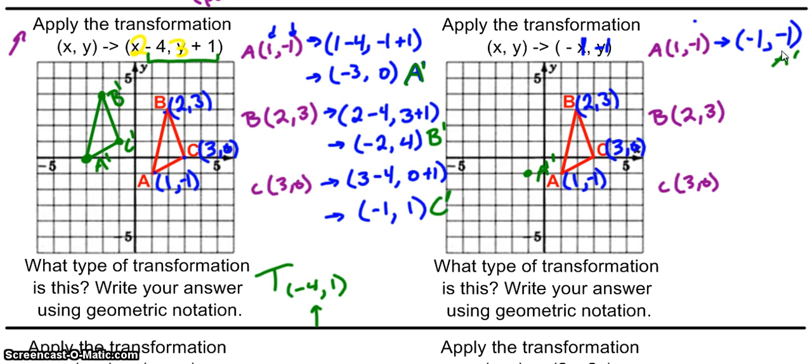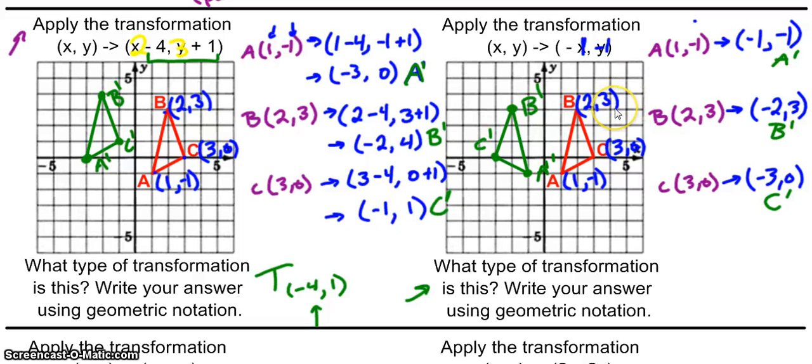Again, that's A prime. Go ahead, pause the video here, and see if you can find the transformations for B and C, plot those points in the graph, connect to see your image, and then try to answer this last question. What kind of transformation is this? Write your answer using geometric notation. The answers will be up on the screen in 3, 2, please make sure you've paused and tried this one. Make sure you've paused. Here are the answers.